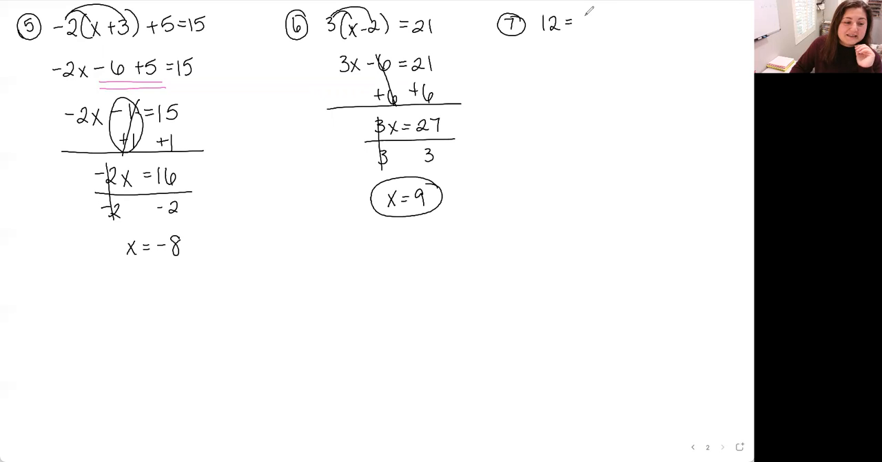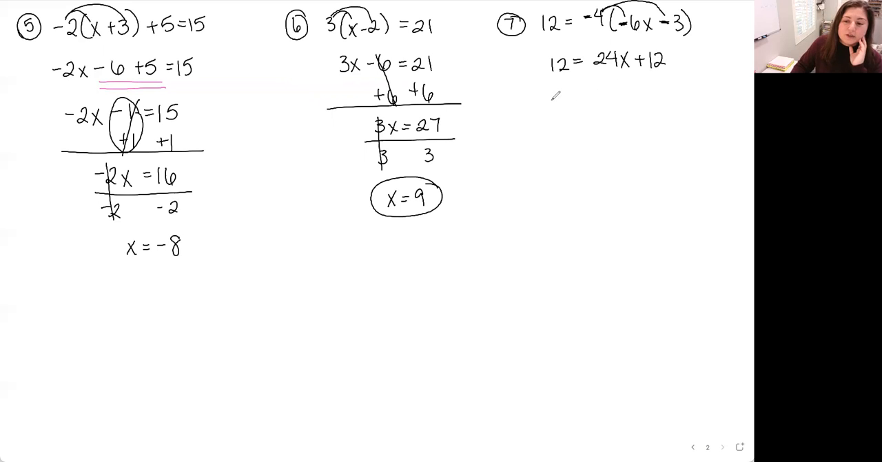Okay, let's take a look at 7. Again, I want you to pause the video after you write down the problem, of course, and then come back. All right, so you should have distributed. Now with this, I want you to be really careful because you see how everything is negative here. So when I take negative multiplied by negative, I get positive. So I get 24x plus 12 equals 12.